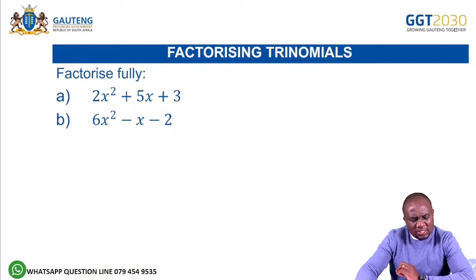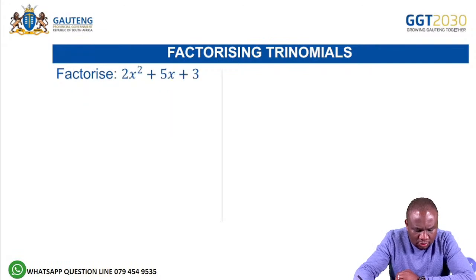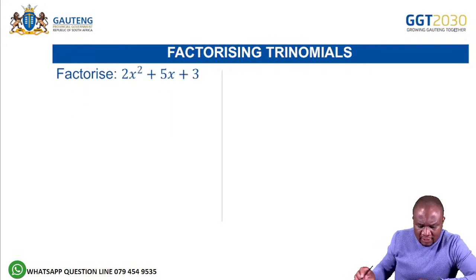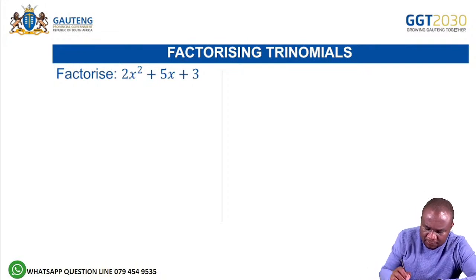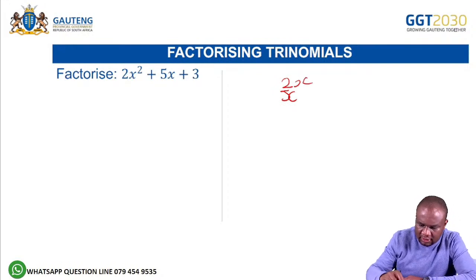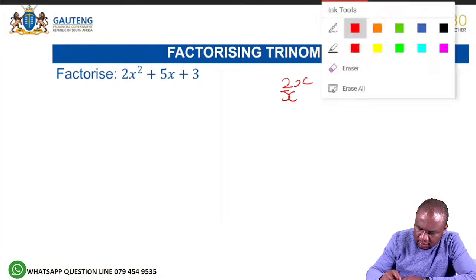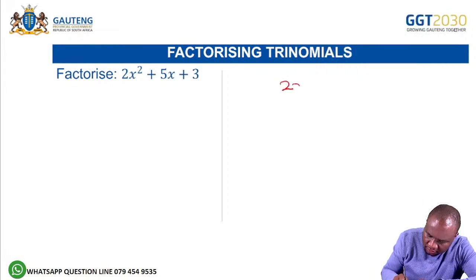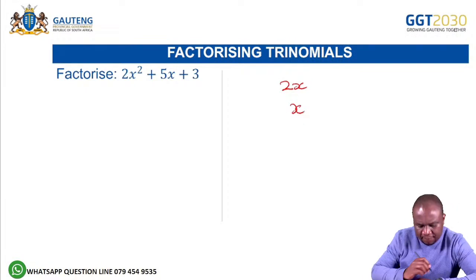Okay. Right, let's do question A. Let's mark our work. So question A, which method do we start with? The first one, isn't it? Right, let's break 2x squared into its factors. Let me break it into 2x and x, okay?